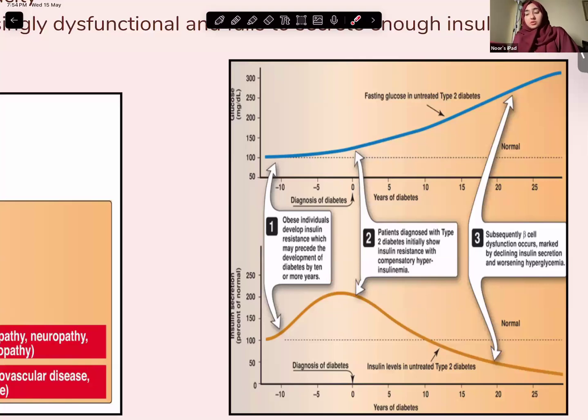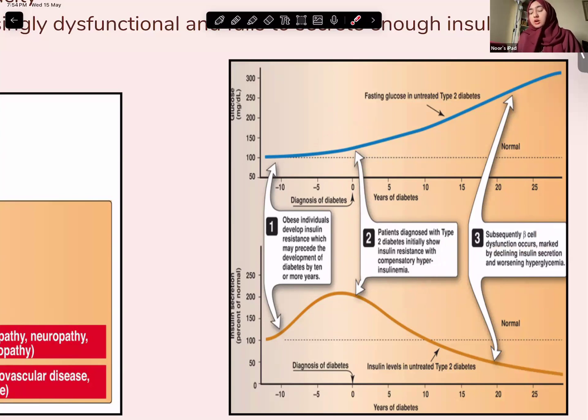Now, patients diagnosed with type 2 diabetes initially show insulin resistance. You see, initially the insulin is increasing, and glucose is also increasing. There is no effect of this high insulin on this glucose, so it means that there is insulin resistance. Subsequently, beta cell dysfunction occurs. There is declining insulin secretion and worsening hyperglycemia.